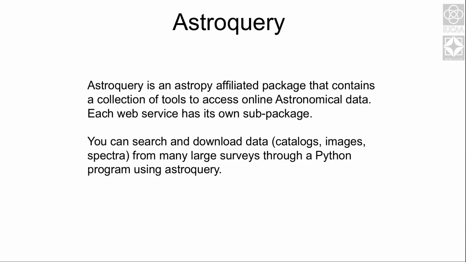So last but not the least is AstroQuery, which is an AstroPy affiliated package that contains a collection of tools that allow you to access astronomical data. Each web service has its own sub package. What that means is, suppose you want to access the SDSS, you will use one sub package. If you want to access the VLA archive, you will use another sub package, and so on. And through AstroQuery, you can search and download data, be it catalogs, images, spectra, from many large surveys through a Python program that you will write.